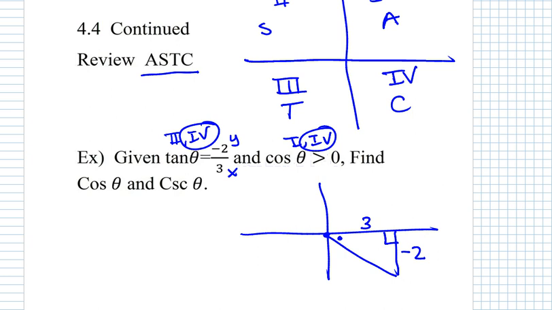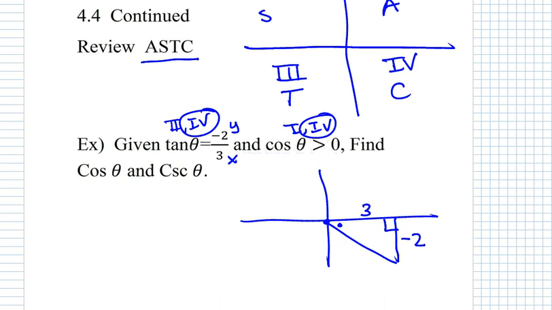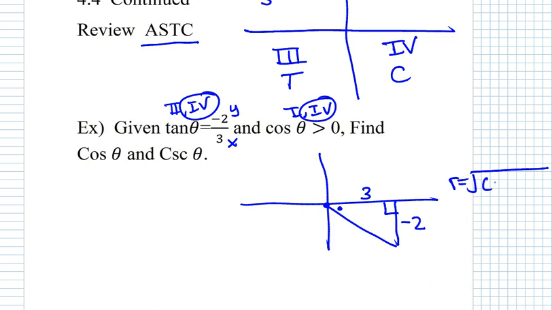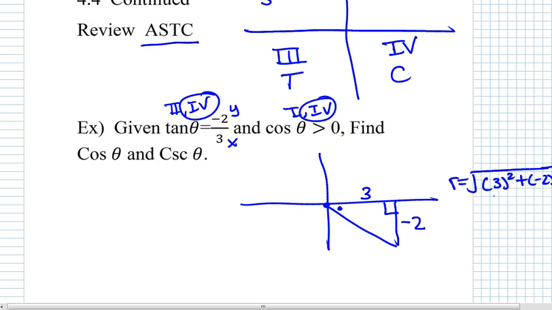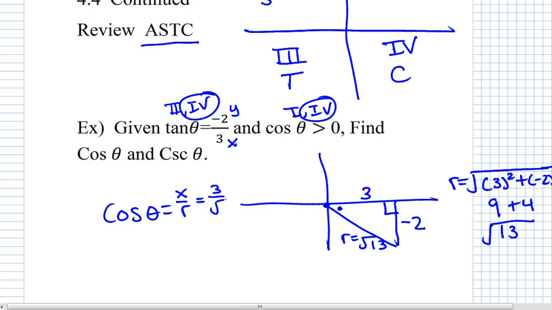And then to find the cosine, we need to find the r value. R is the square root of 3 squared plus negative 2 squared. So it's 9 plus 4, which is 13. So it's the square root of 13. So the cosine, remember, that's x over r, which is 3 over the square root of 13, which equals 3 square root 13 over 13 when you rationalize.